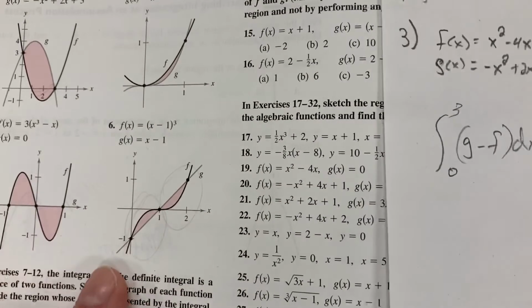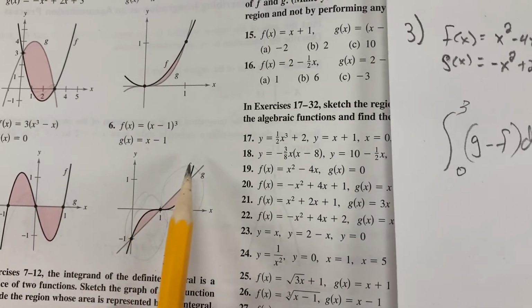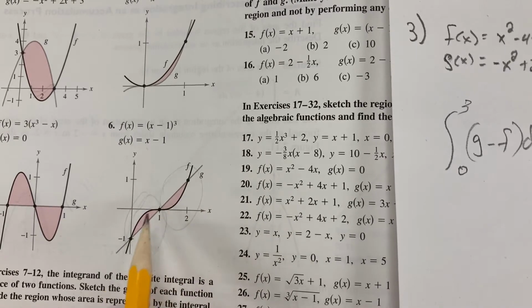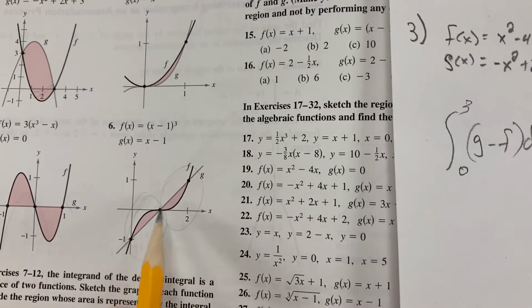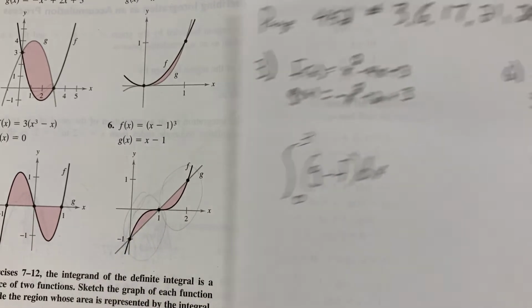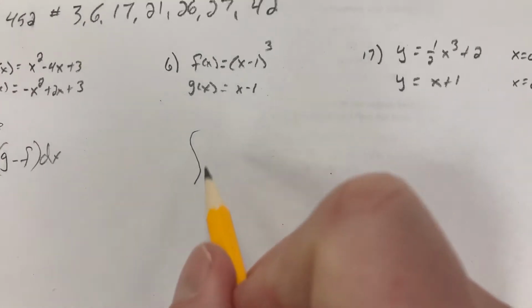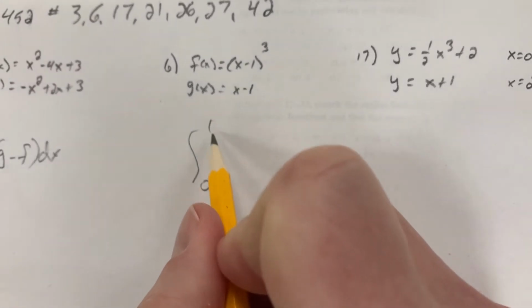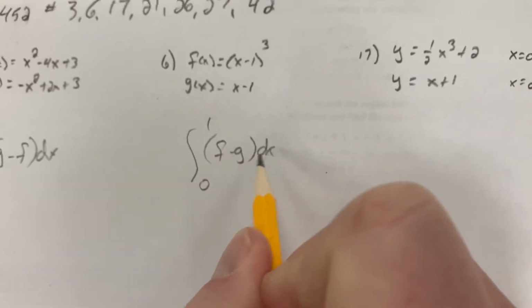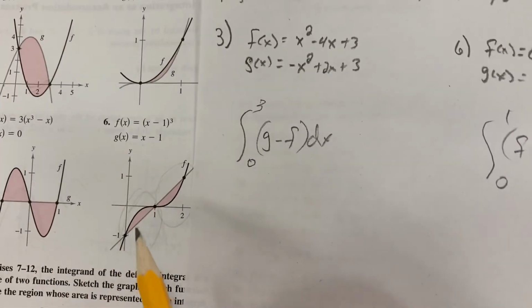For number 6, a little different. We see that we have the f function that goes like that, and then we have the g function that's a line. So from 0 to 1, the f function is top, g function is bottom. So for number 6, I'm going to go from 0 to 1, f minus g dx. That'll give me this first part.